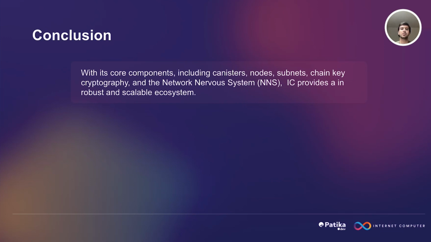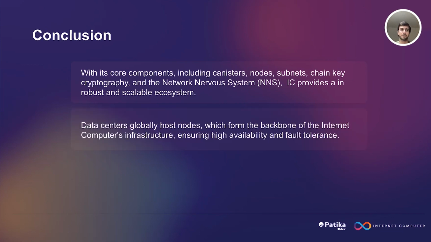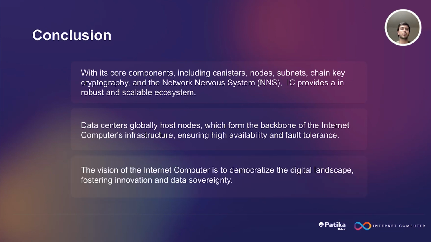Now, as a conclusion, with its core components including canisters, nodes, subnets, chain key cryptography, and the Network Nervous System, the Internet Computer provides a robust and scalable ecosystem. Data centers globally host nodes, which form the backbone of the Internet Computer's infrastructure, ensuring high availability and fault tolerance. The vision of the Internet Computer is to democratize the digital landscape, fostering innovation and data sovereignty.